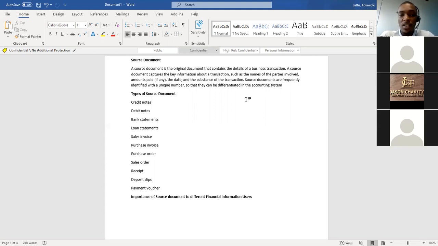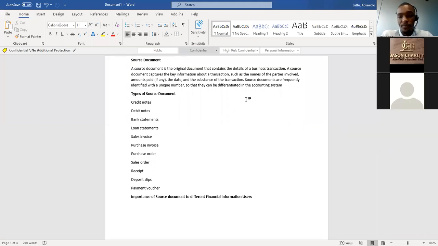A loan statement is another source document. It's usually detailed. It could be a statement issued by the bank to the entity detailing the loan, the amount borrowed by the entity from the bank, or it could be a statement that detailed a loan given by the entity to its employees. It will show the total amount borrowed, the interest, and of course, the amount that has been paid, the amount that is yet to be paid, and the amount that is expected to be paid on a regular basis. So a loan statement will show such detail.